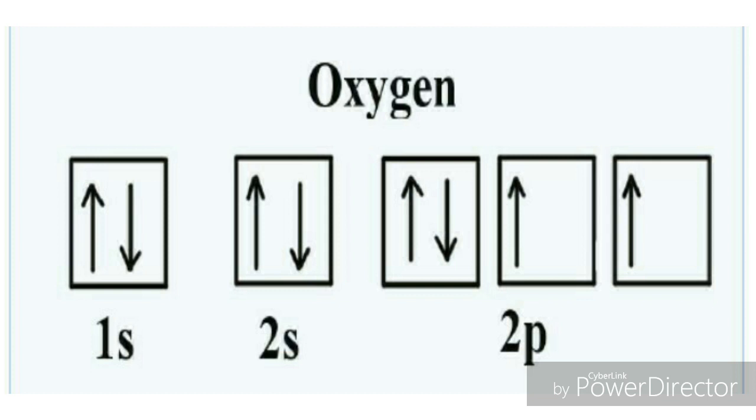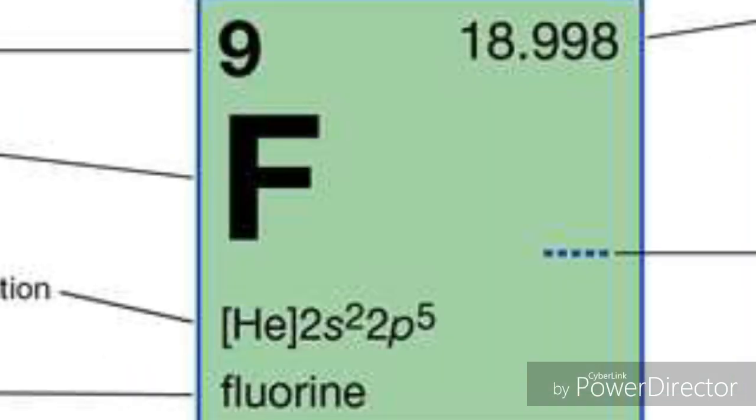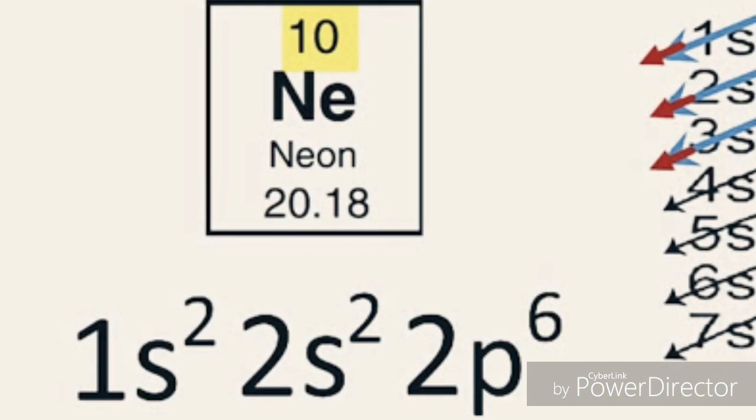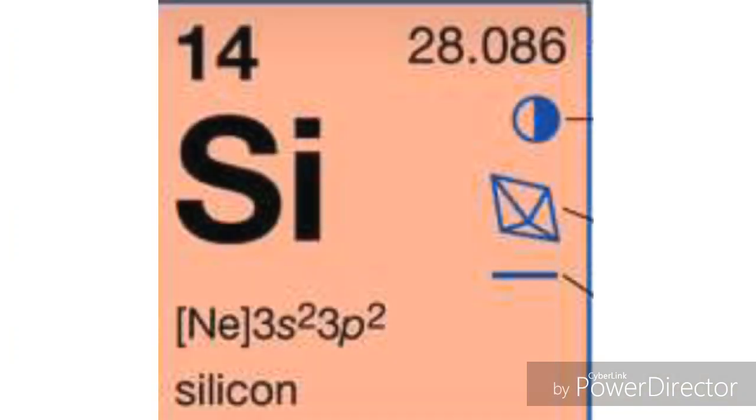Now let us see the electronic configuration of oxygen: 1s2, 2s2, 2p4. Fluorine: we can show helium in brackets, that is a noble gas, and 2s2, 2p5. The atomic number is 9. So like this also we can represent. Neon: 1s2, 2s2, 2p6. The atomic number is 10. Friends, neon is a noble gas or inert gas. It has 8 electrons in the outermost shell.